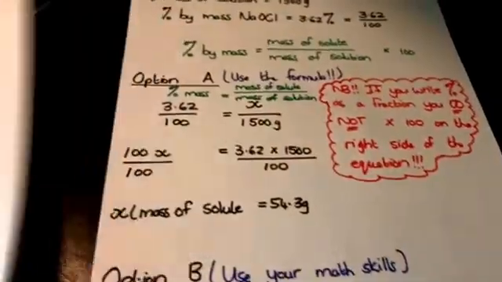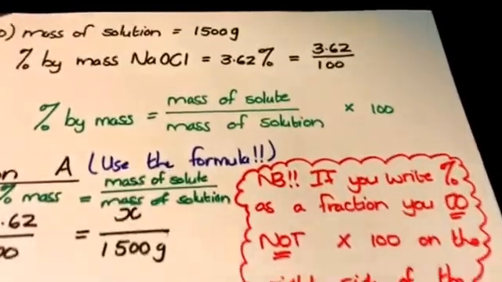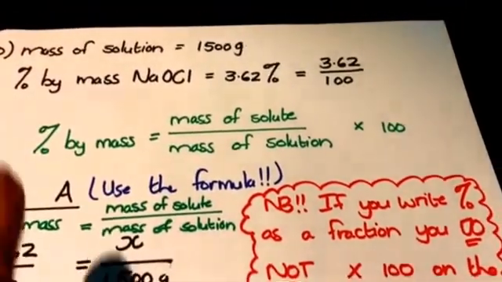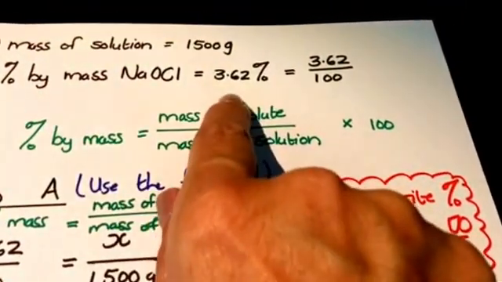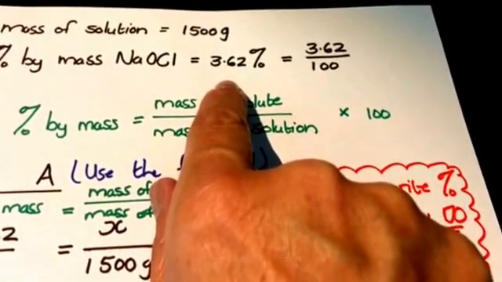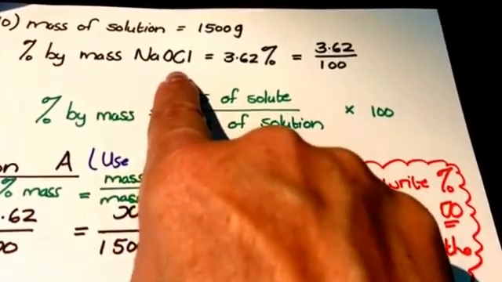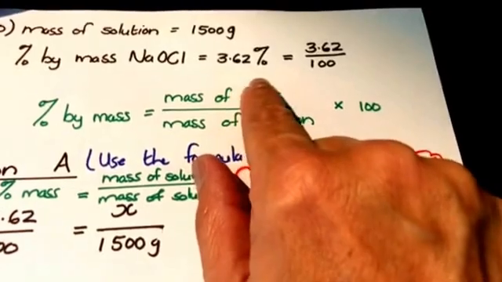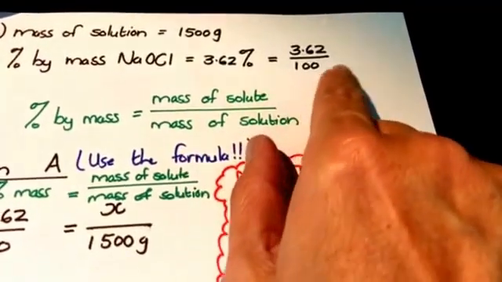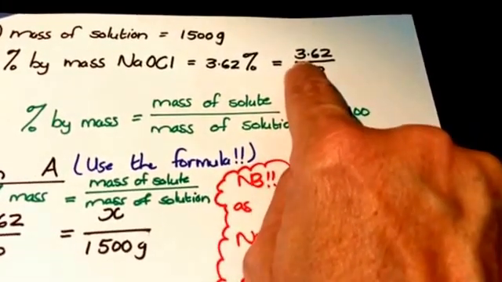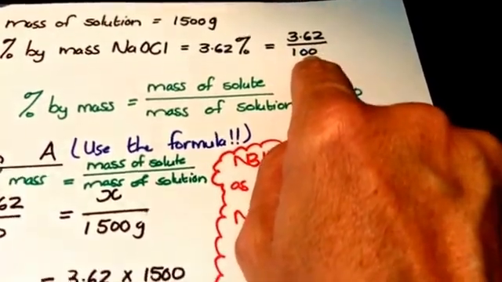Then, number 10 was slightly different. In number 10, they give you the percentage of the concentration. They give you the percentage by mass of sodium hypochlorite. They tell you it's 3.62%. So if we write that as a percentage, it will be written as 3.62 over 100.